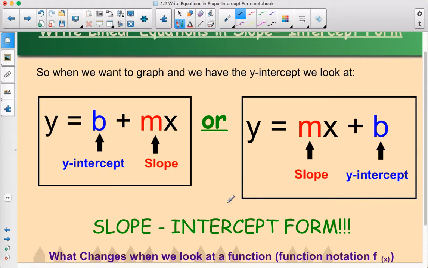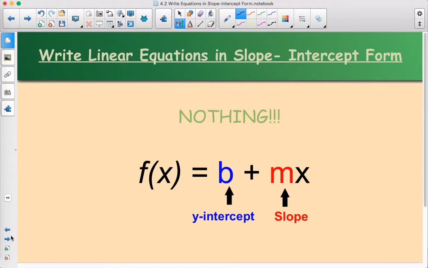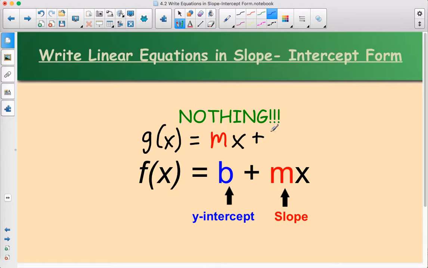Okay. Well, what happens if you look at this in terms of function notation? Like instead of writing y equals mx plus b, I did it in function notation. Well, nothing changes. It's just that I've given the graph a more specific name. I called it f. I could have even called it g. It could be g of x equals b plus mx, or I could even write it as mx plus b. It doesn't matter which you write first.